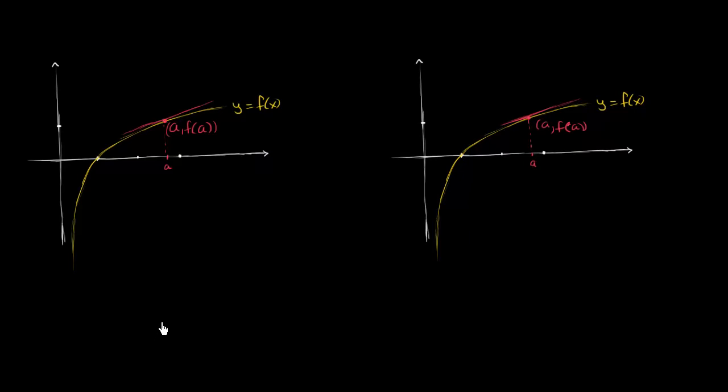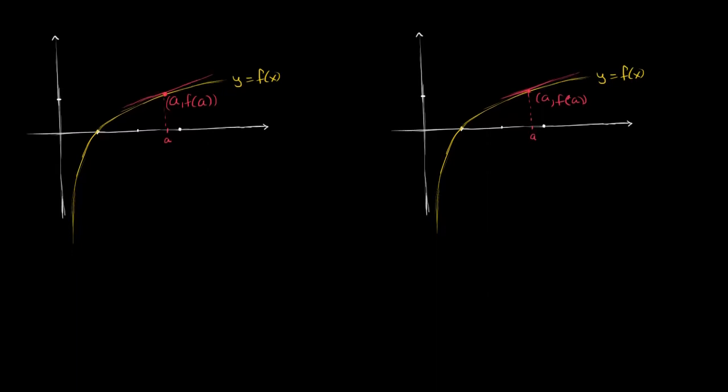So let's think about how we could find the slope of the tangent line to this curve right over here, what I've drawn in red at the point x equals a. And we've already seen this with the definition of the derivative. We could try to find a general function that gives us the slope of the tangent line at any point.